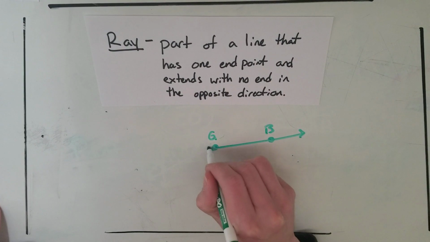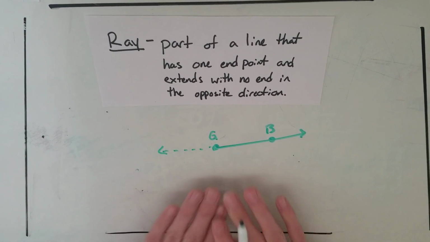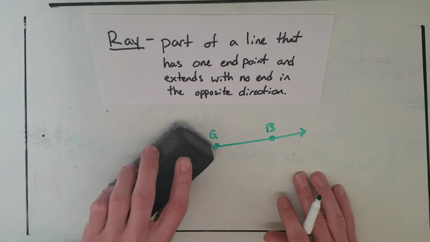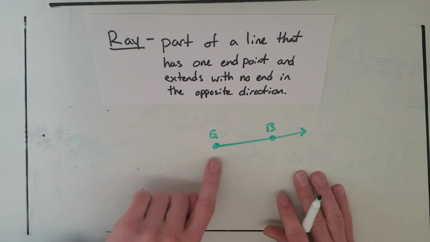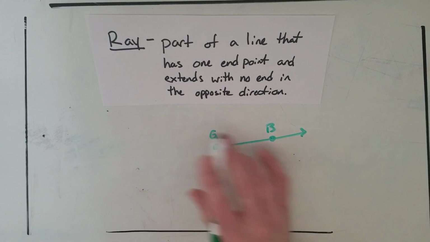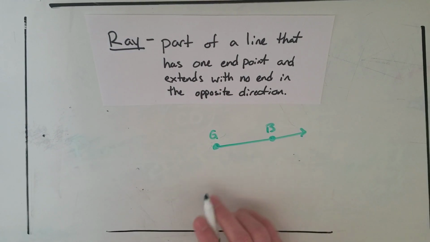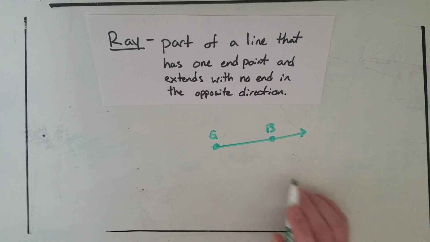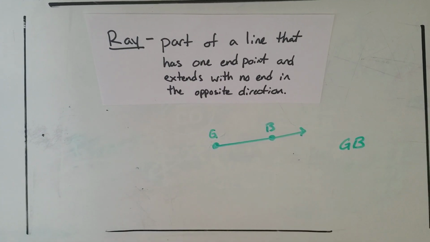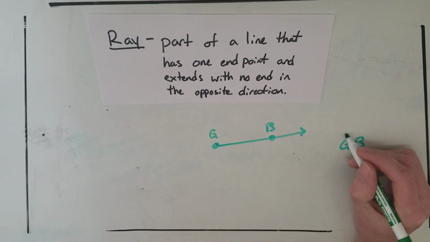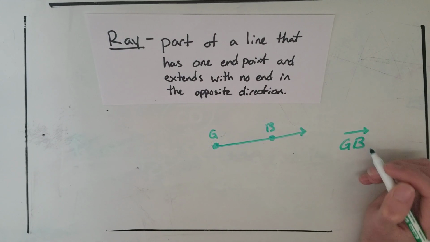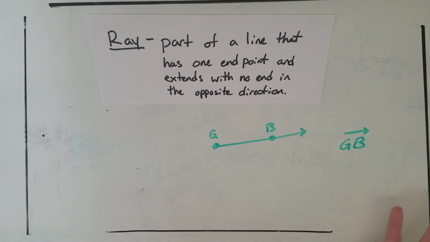And this line would go on infinitely in both directions, but a ray is just the special part where you only go on infinitely in one direction, and you have an endpoint at the other. So here's a ray, and to notate a ray, you're going to use at least 2 of the points you have, and here we only have 2. I'm going to write GB, and above that you're going to write a line with a little arrow in the direction in which it goes.